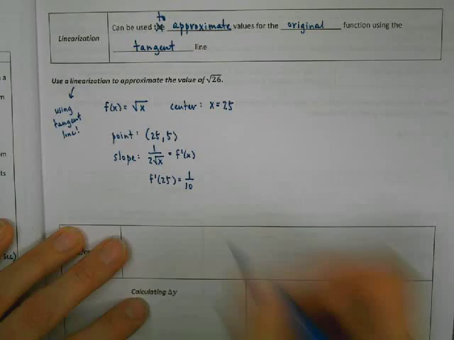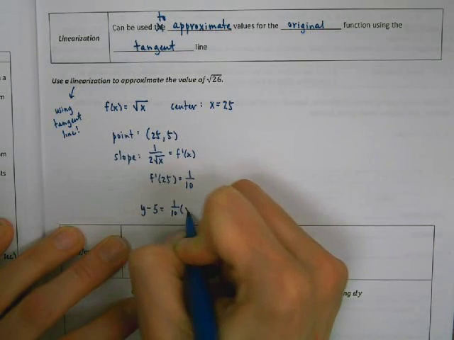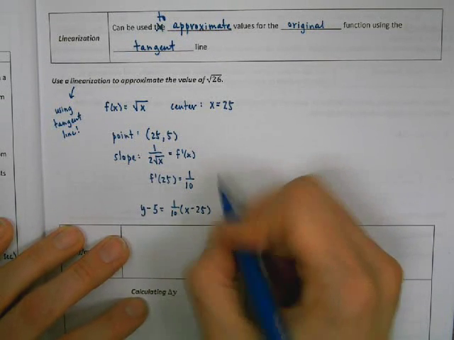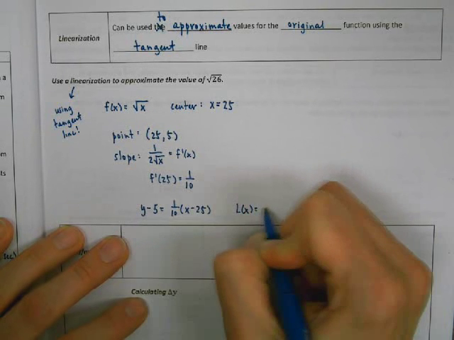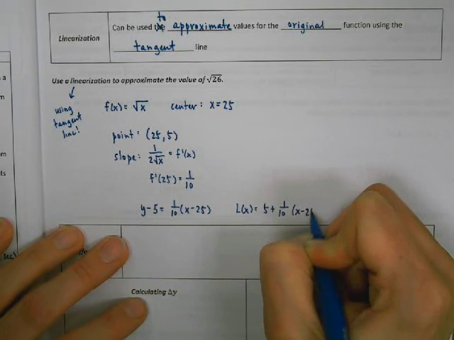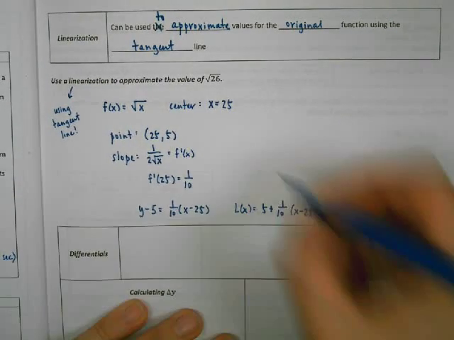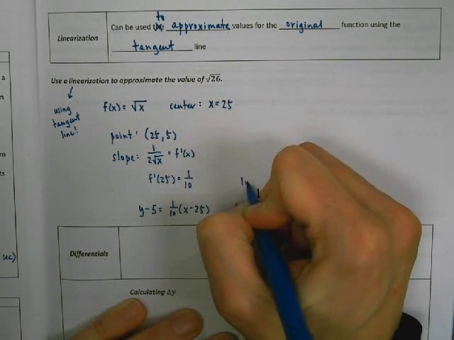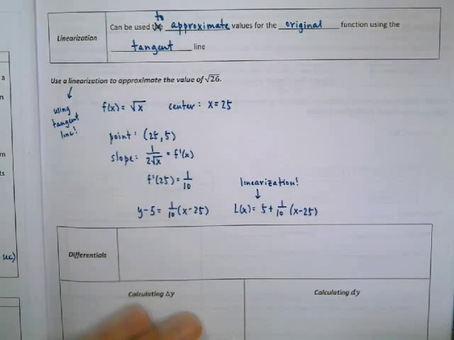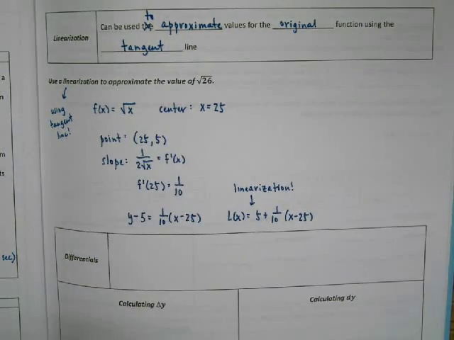So now I have enough to write my equation of the tangent line. So y minus 5 equals 1/10 times x minus 25. And all we do is rearrange that to get our linearization. So my linearization is going to be 5 plus 1/10 times x minus 25. So that is the linearization. That equation is my linearization. So now we're going to use it to approximate the value of the square root of 26.